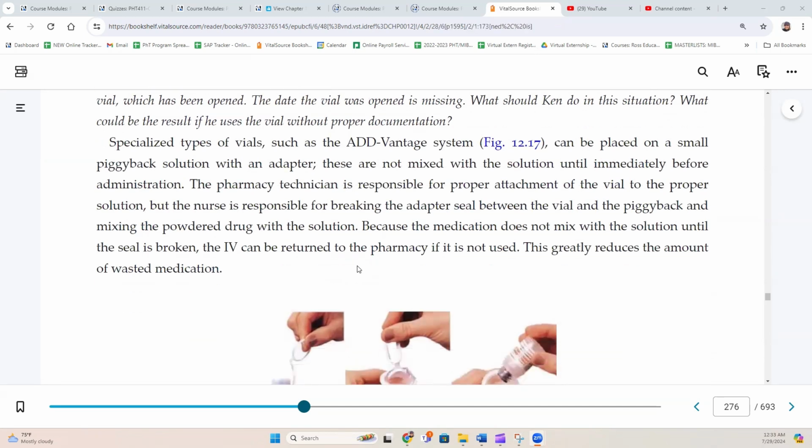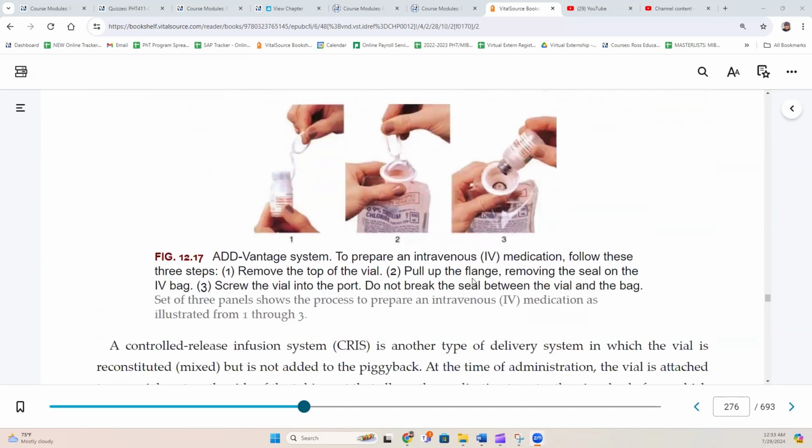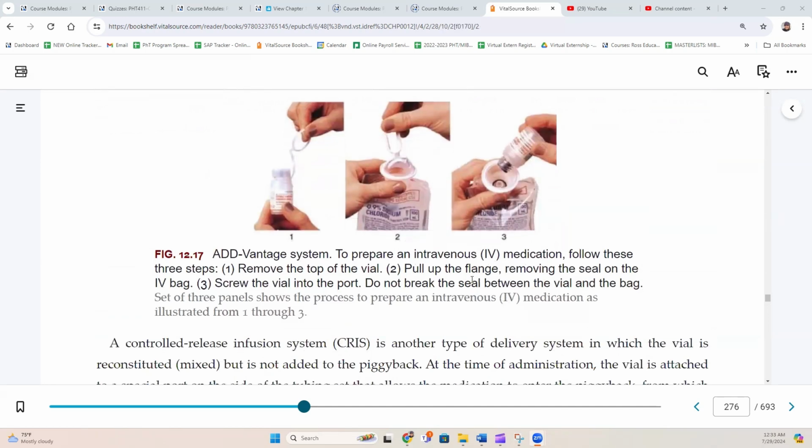Specialized types of vials, such as the Advantage system, can be placed on a small piggyback solution with an adapter. These are not mixed with the solution until immediately before administration. The pharmacy technician is responsible for proper attachment of the vial to the proper solution, but the nurse is responsible for breaking the adapter seal between the vial and the piggyback and mixing the powdered drug with the solution. Because the medication does not mix with the solution until the seal is broken, the IV can be returned to the pharmacy if it is not used. This greatly reduces the amount of wasted medication. And figure 12.17 shows the Advantage system.